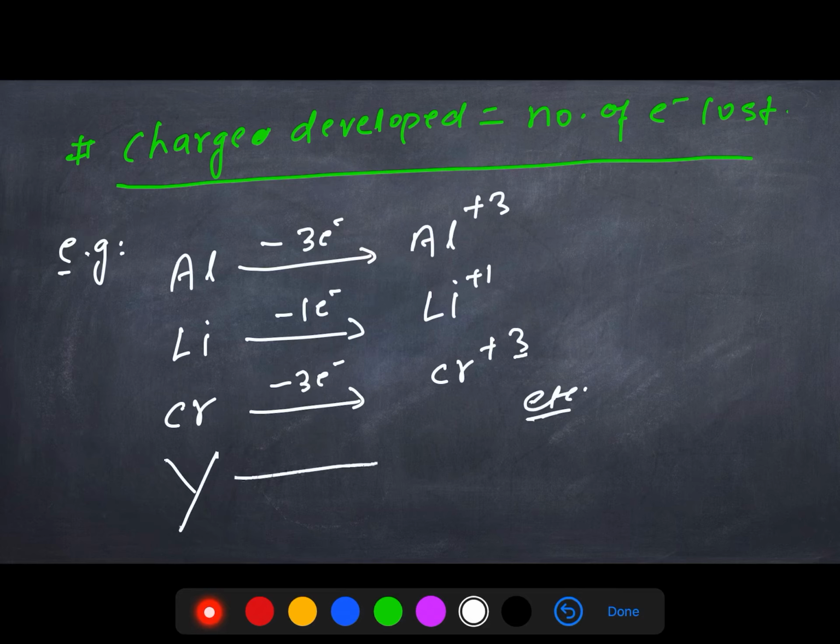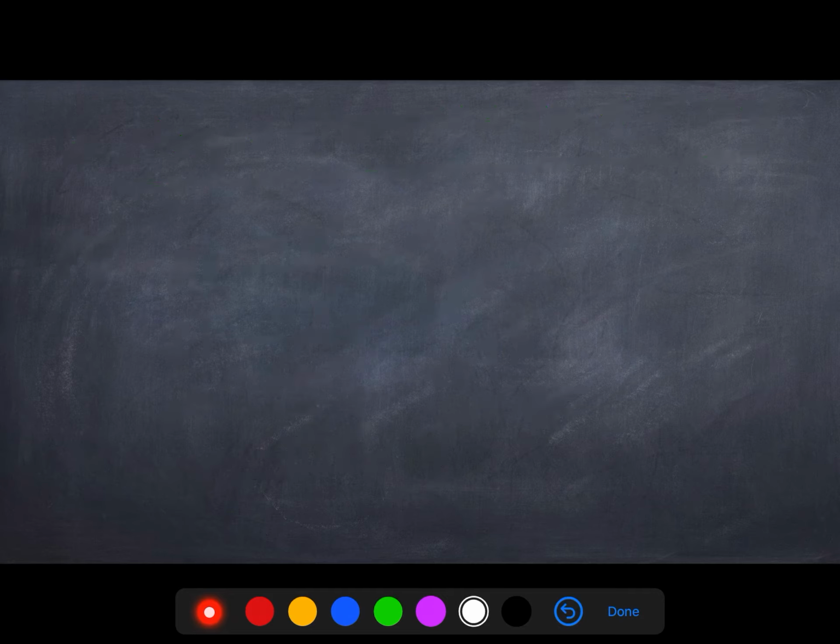So this is going to be the case in any particular atom. If there is any atom Y, and it loses m number of electrons, it should become Y plus m. Fine. So this was about how the cations form.